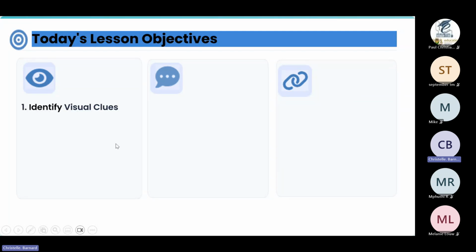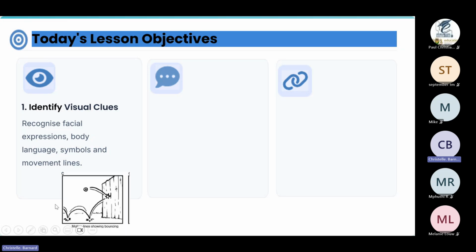Now, the first one is identify visual clues. And that's why I have an eye icon there. Visual clues have to do with the pictures. So anything that you can see in a picture, for example, facial expressions, body language, symbols like a Z, or a light bulb, or a little heart, and little lines that indicate movement. Those are visual clues.